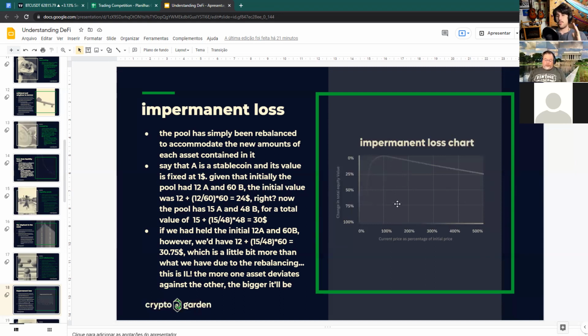So if the ratio between those two assets stays the same, or if it goes a lot up and then comes back down to the price at which you provided liquidity initially, then you don't have any impermanent loss, but you collect all the trading fees from that period. Okay.